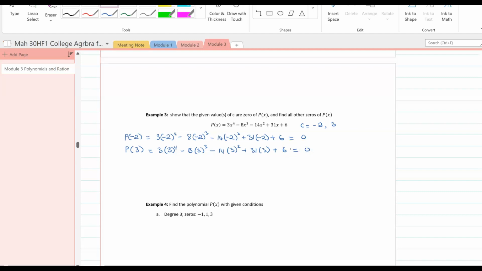Okay. Now that we have the given zeros, we want to find all other zeros of p of x. To find all the other zeros of p of x, we'll perform synthetic division on either one of the zeros that we are given. So let's start with c equal to -2. So synthetic division: -2 on one side, the coefficients of p of x on the other, 3, -8, -14, 31, and 6.